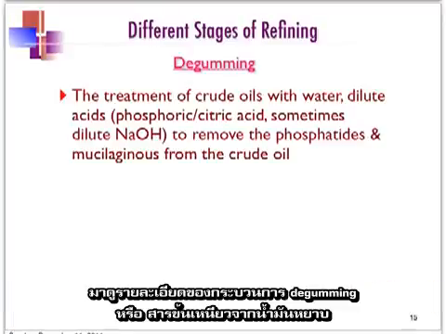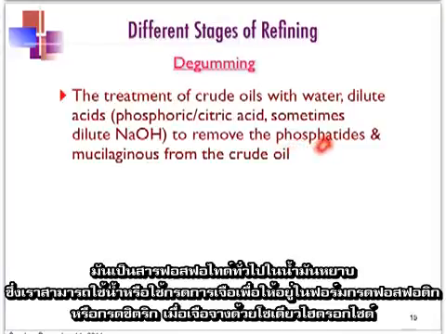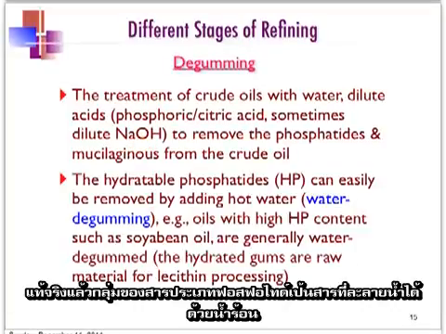Let's look in more detail at the degumming process. Degumming is basically a process to remove the gummy or mucilaginous material from the crude oil. These are basically phosphatides in the crude oil. So we can use water or dilute acid in the form of phosphoric or citric acid, or sometimes dilute sodium hydroxide. There are actually two types of phosphatides.